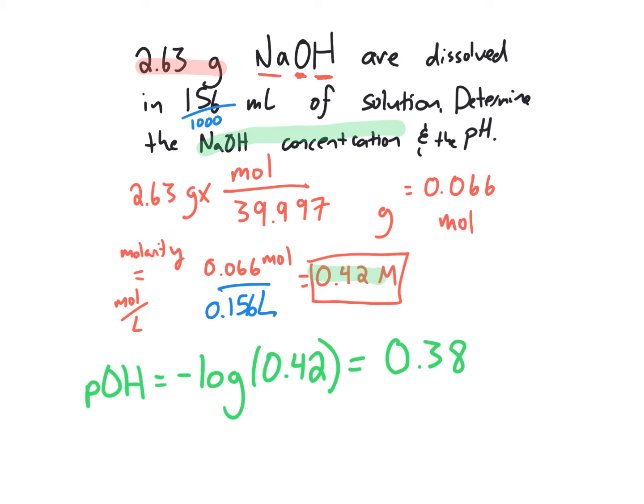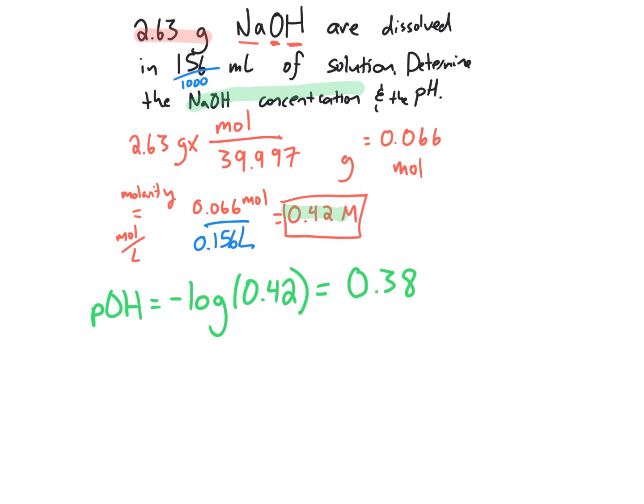So my very last step to find pH, if I have pOH, well, pH equals 14 minus pOH. So pH is going to equal 14 minus 0.38. And so I get a pH of 13.62. Is that an acid or a base? Base. It's bigger than 7, so it's a base.